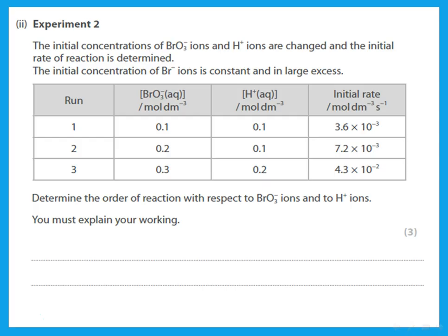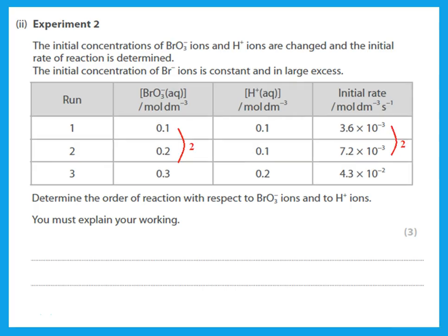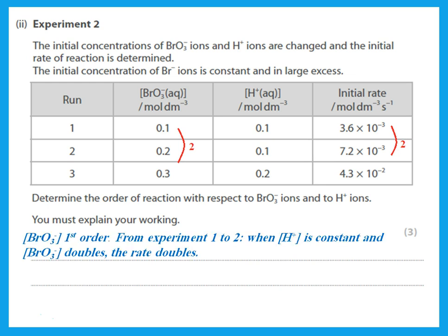The initial concentration of bromate and H plus are changed, and the initial concentration of bromide ions is constant in large excess. Determine the order of the reaction with respect to the bromate and the H plus. So what do we do again? Look at two experiments in which the other one is constant, and then we look at the one that is changing. So from run 1 to run 2, the bromate doubles, H plus is constant, the rate doubles, and that means it is first order.